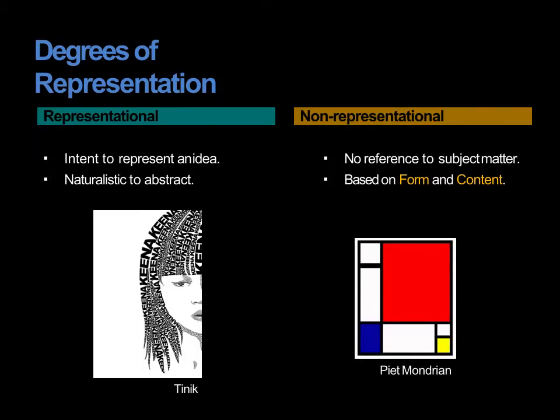Next, we have the degrees of representation. So we have representational art and non-representational art. In representational art, the intent is to represent an idea. So it could be naturalistic to abstract. In non-representational art, there is no reference to subject matter, based only on form and content. So they're not trying to represent anything, but we're just thinking about what would make an interesting composition.